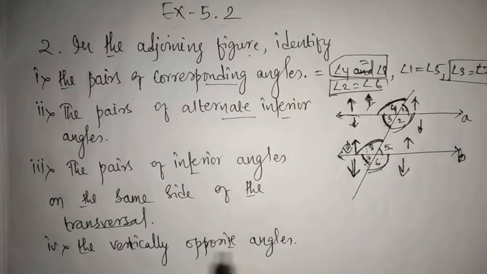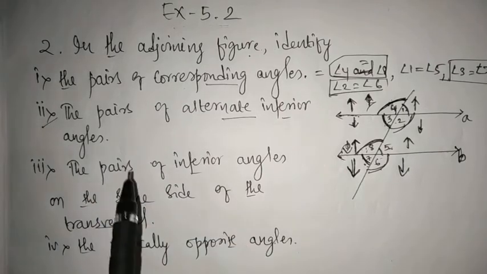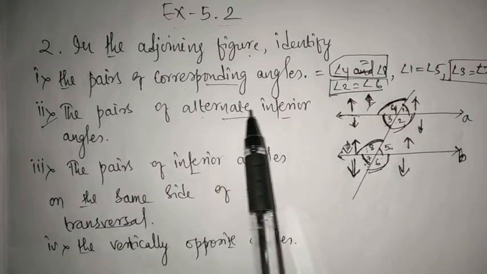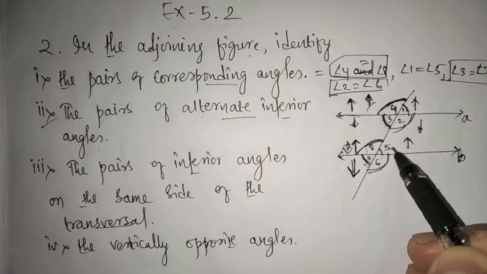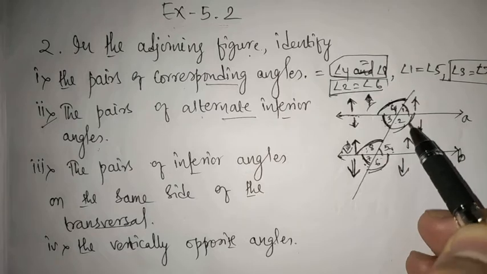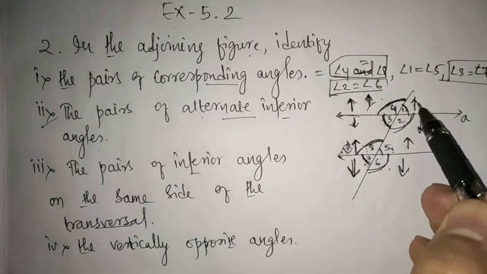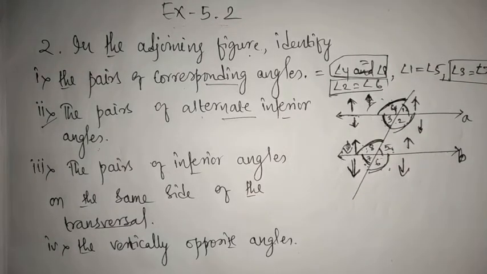Okay, moving on to number 2, part 2, the pairs of alternate interior angles. I have already told what alternate interior angle is also. Angles 3 and 5, 2 and 8, 4 and 6, 1 and 7 are all alternate angles, but there are two forms of alternate angle, that is alternate interior and alternate exterior. Here you have to find the alternate interior angles.